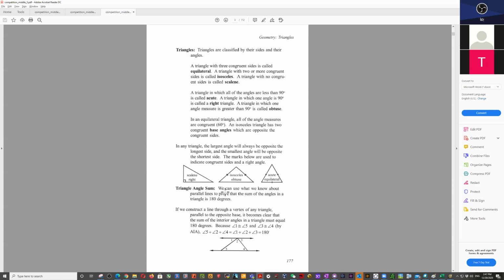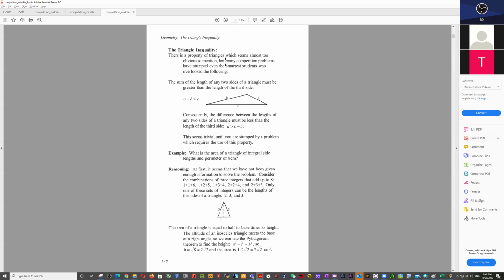You just have to remember how it's going to be proved. You just draw a parallel line to the base. Then because of the alternate interior angles of 1 and 5, and alternate interior angles of 3 and 4, you are able to combine 3 angles into a single line. So that adds together to be 180.